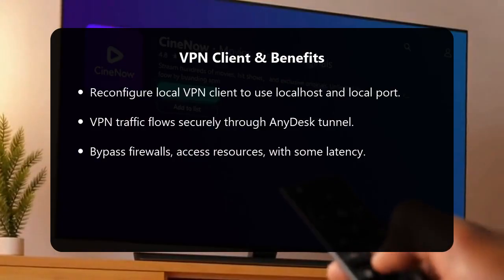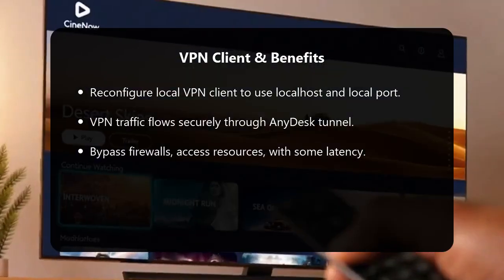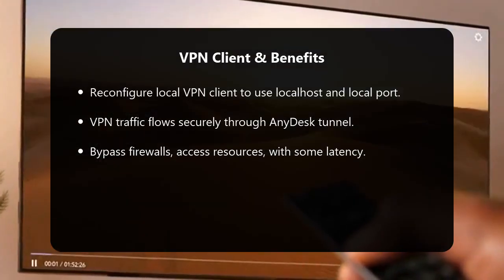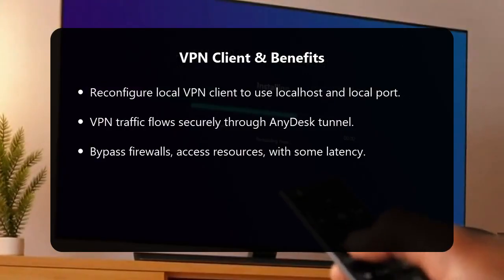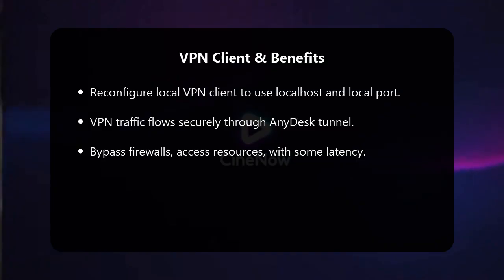When you initiate the VPN connection, your VPN client will send traffic to 127.0.0.1:10,000, which the AnyDesk tunnel intercepts, encrypts, and forwards to the remote AnyDesk host. From there, the remote AnyDesk instance decrypts the traffic and forwards it to the specified VPN server and port.